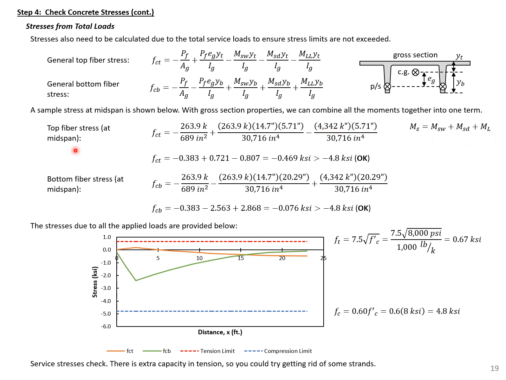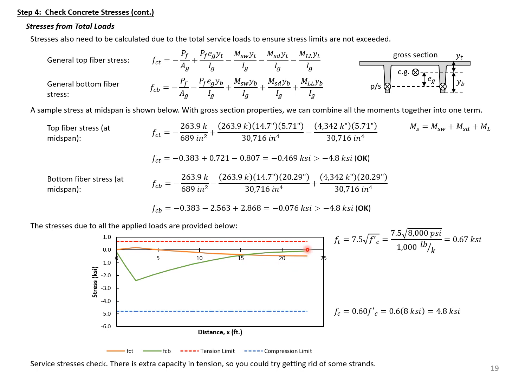So our top fiber stress at midspan, which will typically control for us when we're looking at our stresses from our total loads. We can find the top fiber stress, we're going to have about negative 4.7 KSI. So we'll have a compressive stress at the top fiber. And we're also going to have a compressive stress in the bottom fiber here. So you can see we stay within our compression and tension stress limits.